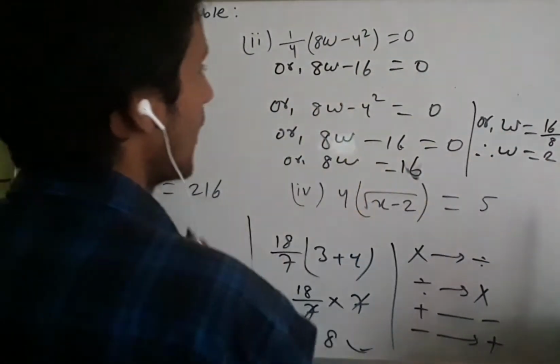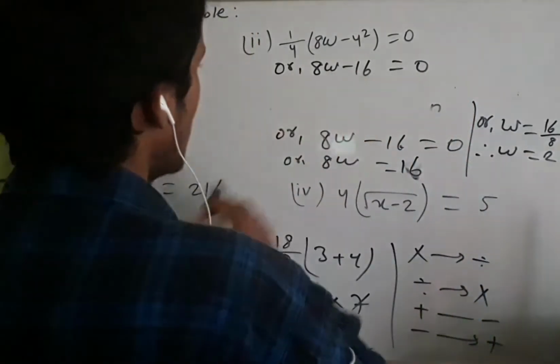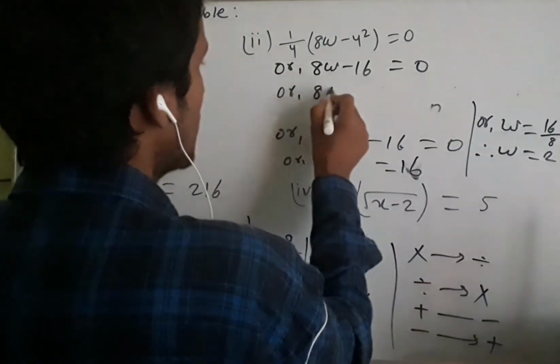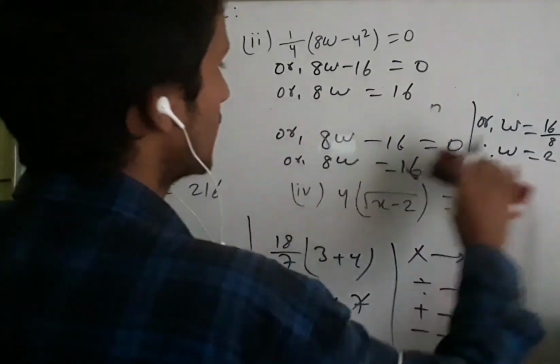Pretty simple. Let me get rid of this. Or 8w will be equal to 16. It's pretty simple.